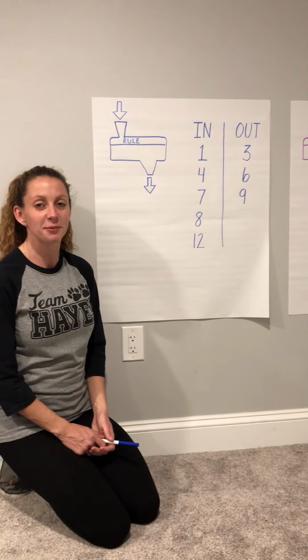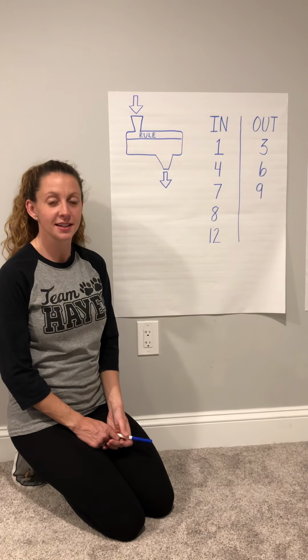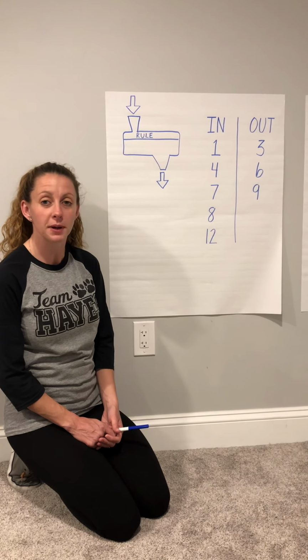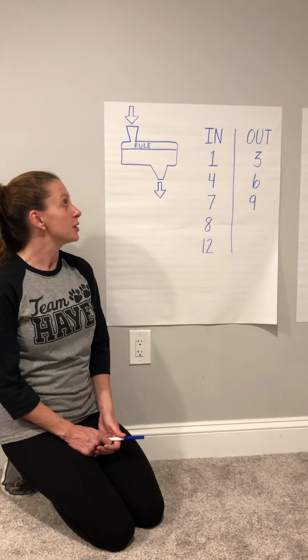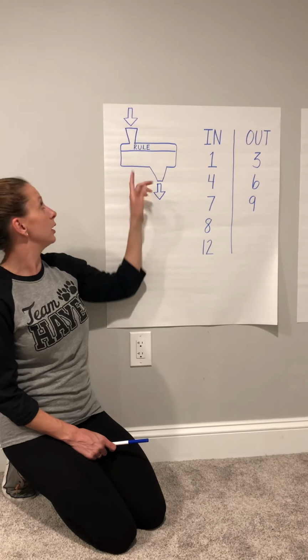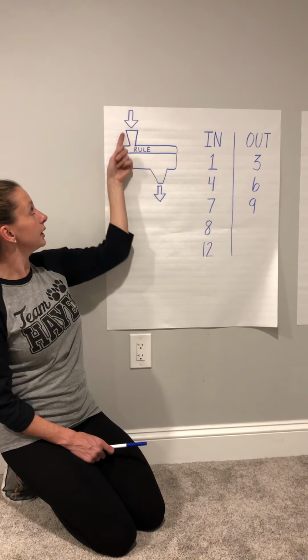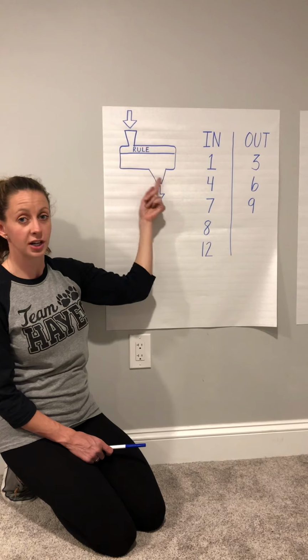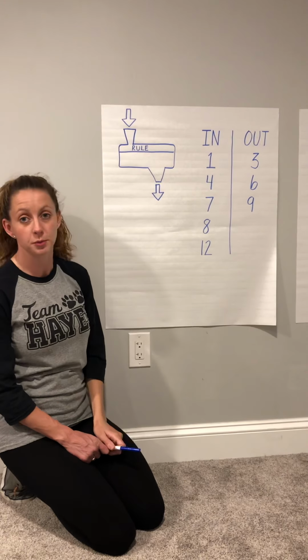Boys and girls, today we're going to learn about in and out tables. Mrs. Thompson likes doing these because they're kind of a math mystery or a puzzle that you get to figure out. Our first picture up here is a rule machine, and you see the arrows. We're going to put a number into the machine. Something's going to happen. The rule is going to change the number, and out pops a new number.